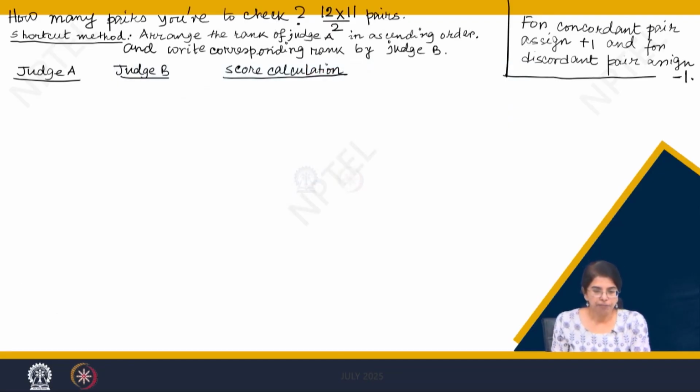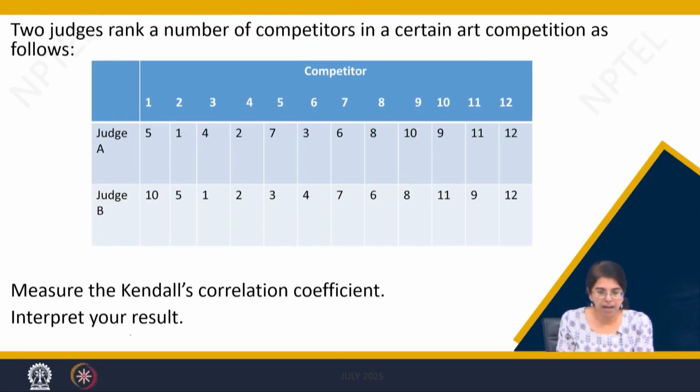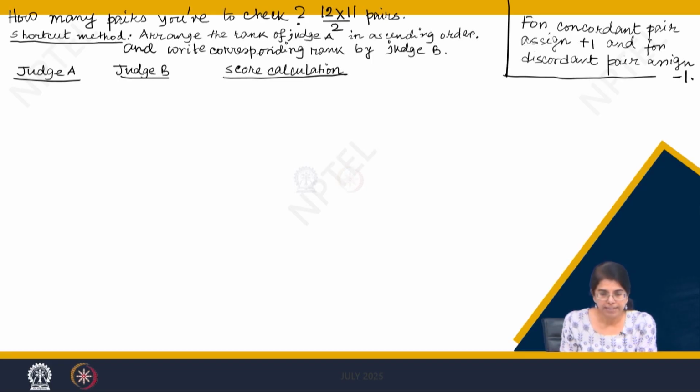First, how many pairs do you need to compare? You can see there are 12 competitors. So the total number of pairs will be 12 into 12 minus 1 divided by 2. Here I have written 12 into 11 divided by 2. And as I told you earlier, for concordant pairs we assign +1, and for discordant pairs we assign -1. Let's do the problem.